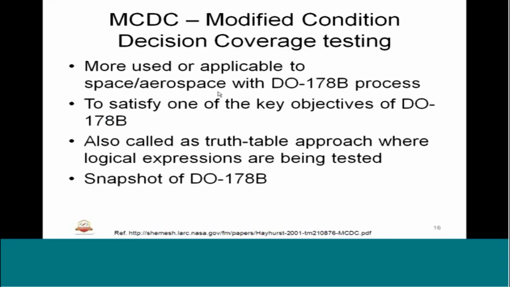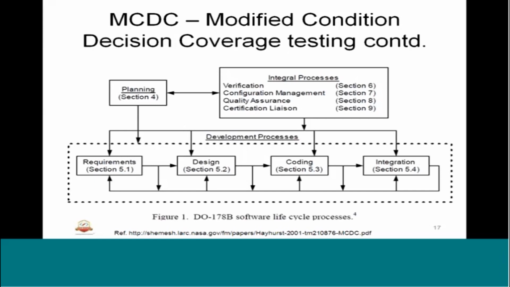It is also called a truth table approach, where logical expressions are being tested. So where we have many logical expressions, we use a truth table. So what is a truth table? We will study that in the next slide. And there is an example snapshot of DO-178B. I will just have a look into this.